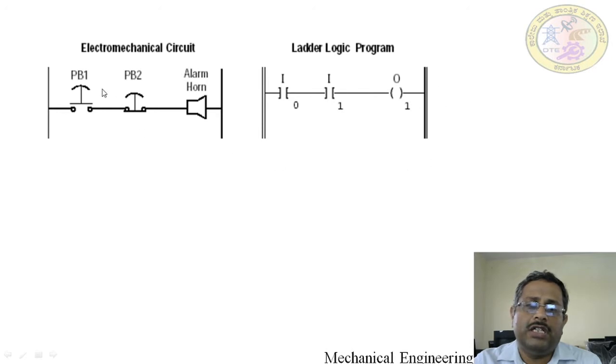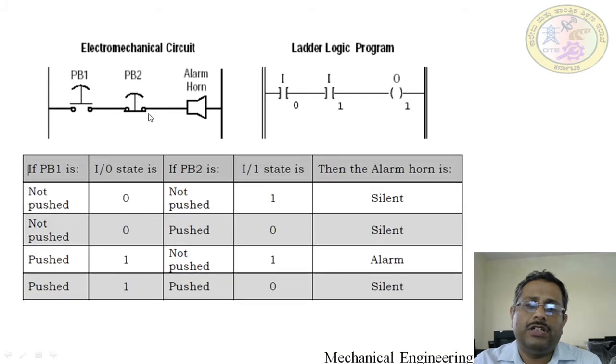Here PB1, this normally open switch, is represented using the XIC, that is a normally open contact, with the address of I with bit 0, and the second input is also represented using a normally open contact, and the output is represented by a coil with the address 1. We will see how it works. Here there are 4 combinations of output obtained for different combinations of input.